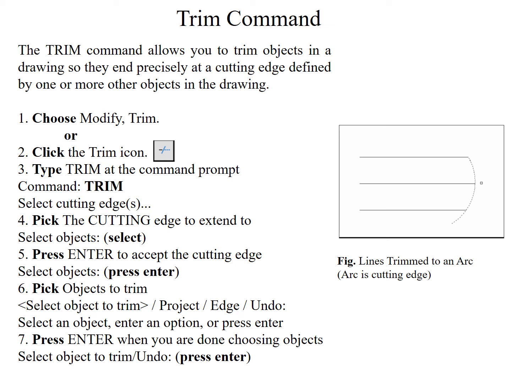The command is trim. So select cutting edges. For that, pick the cutting edge to extend to. Press enter to accept the cutting edge. Pick objects to trim. Press enter when you are done choosing objects. Select object to trim. As shown in the figure, lines trim to an arc. Arc is the cutting edge. So through the trim command you can directly erase such extended lines.